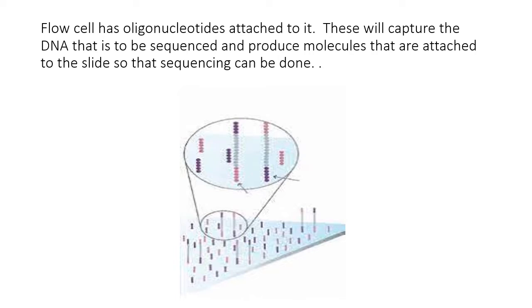Okay, so there are oligonucleotides attached to the flow cell. The idea is that these are going to capture the DNA that will be sequenced and that we will be able to then amplify in place. And so we will generate clusters of identical molecules that will be sequenced all together. And this is going to be happening in millions and millions of spots all along the flow cell.